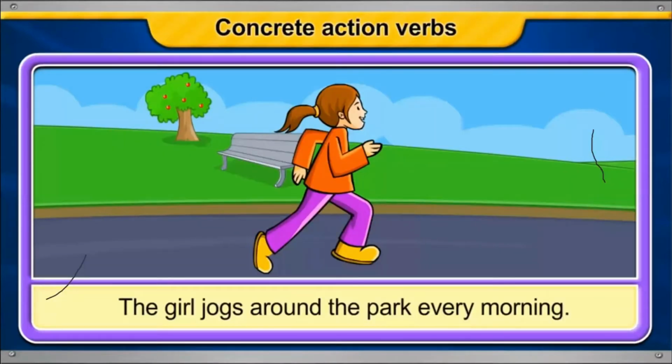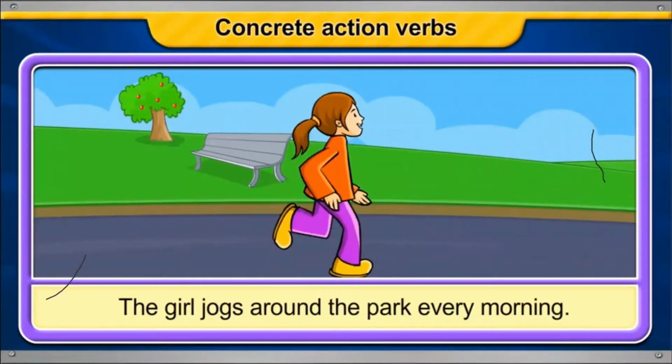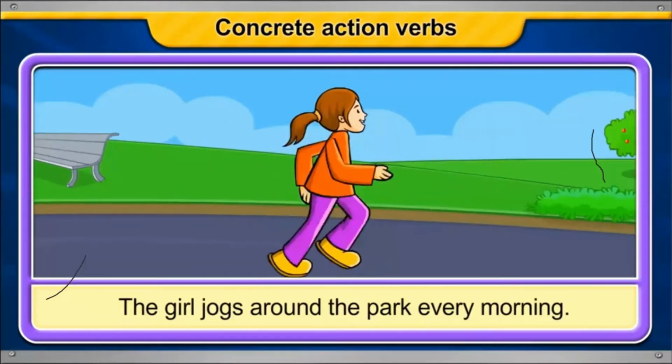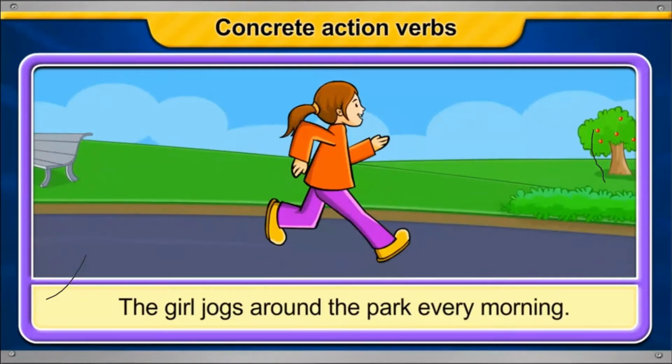Some verbs express... Look at the girl on the screen. The girl jumps about. In the sentence, concrete action verbs. Types of verbs. Concrete action verbs. Please write down the number 1 type, concrete action verbs. The girl jogs around the park every morning.